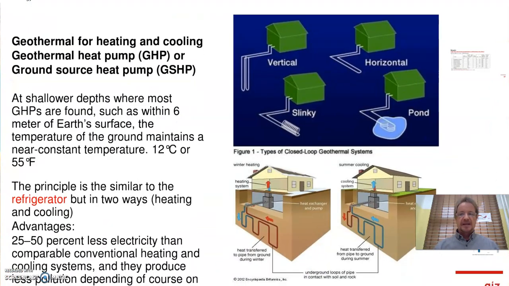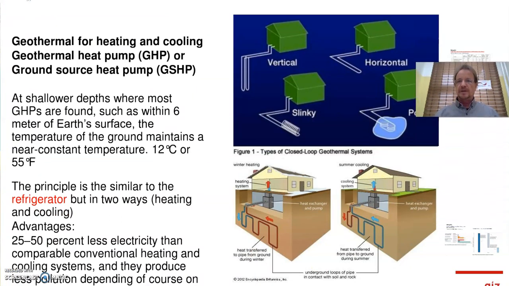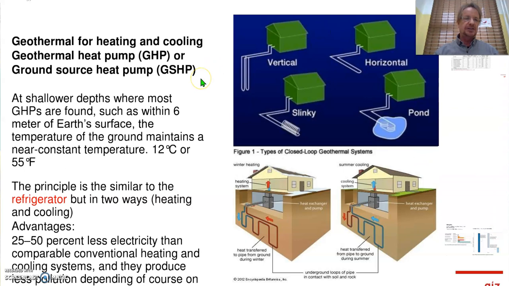But I think this is the one which is actually more interesting for you, and that is geothermal in combination with a heat pump. So we have the geothermal heat pump, GHP, and the ground source heat pump. Same thing, just called differently in different countries. You go to shallow depths, around 6 meters and a little bit more, and you should have a constant temperature of 12 centigrade there.